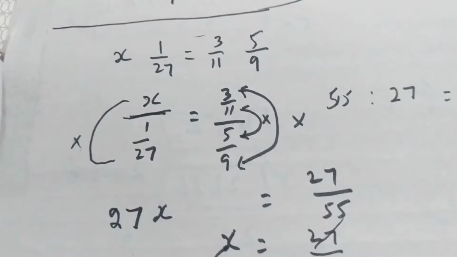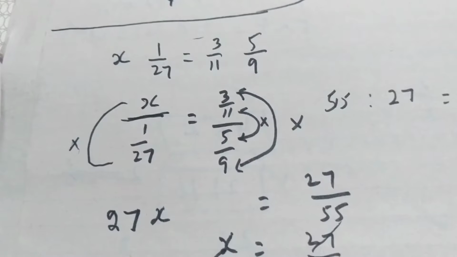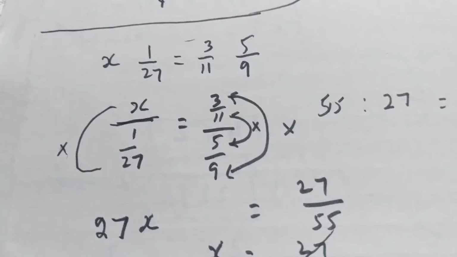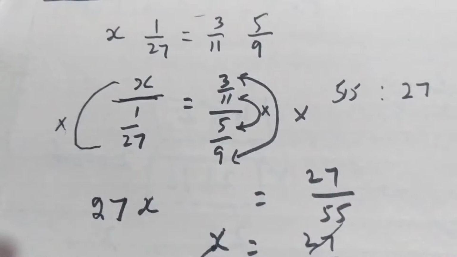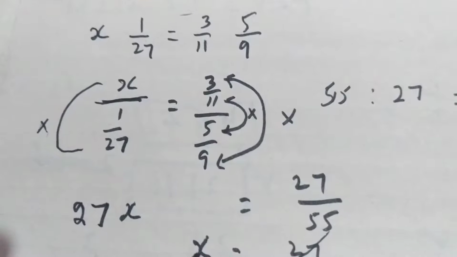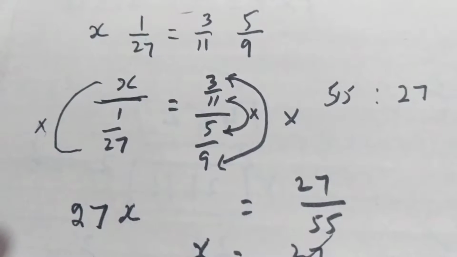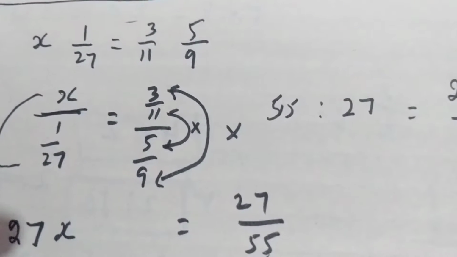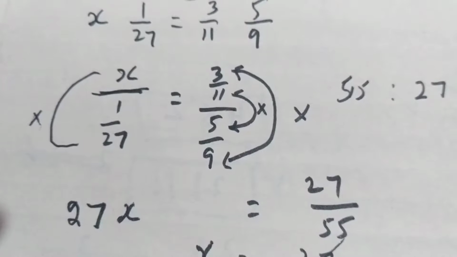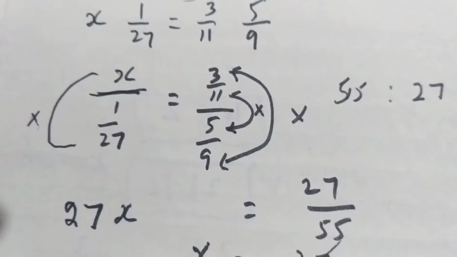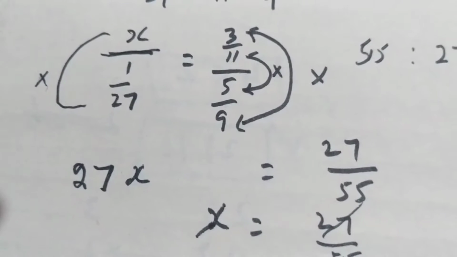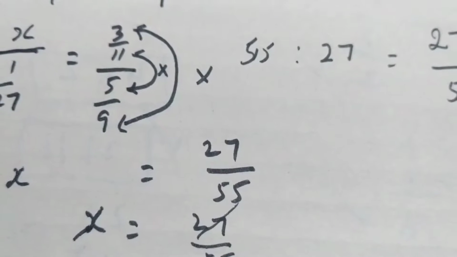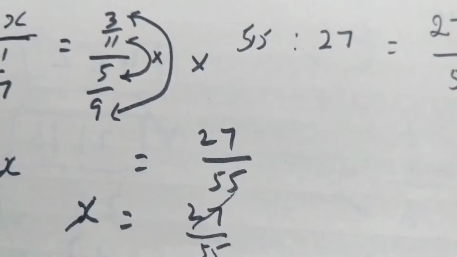Next question is x into 1 by 27 is equal to 3 by 11 into 5 by 9. Find the value of x. Solution is in the following way. Arrange the values as under: x by 1 by 27 is equal to 3 by 11 by 5 by 9. Multiply outer value with outer and inner with inner, as x multiplied by 27 is equal to 27x. 3 multiplied by 9 is 27, whereas 11 multiplied by 5 is 55.